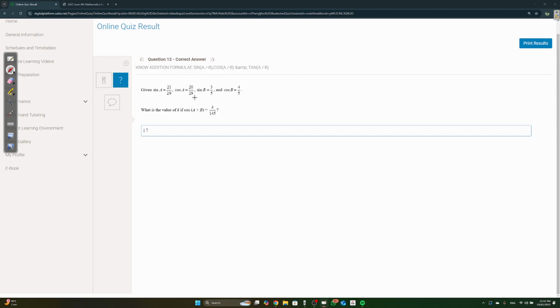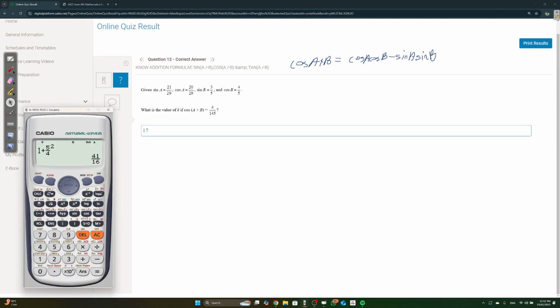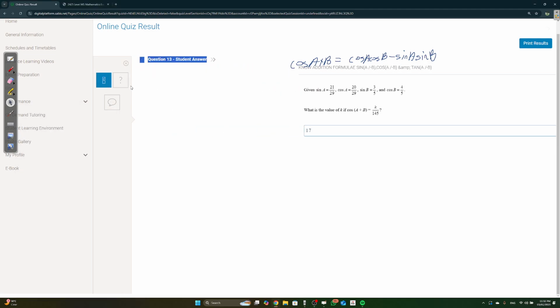Given sine A, sine B, cosine B, what is cosine A plus B? I'm just going to write the rule and then put everything in my calculator. Cosine A plus B is cosine A cosine B minus sine A sine B. So you can do cosine A, 20 over 29, times cosine B, 4 over 5, minus 21 over 29 times 3 over 5. You get k to be 17. Question 13.